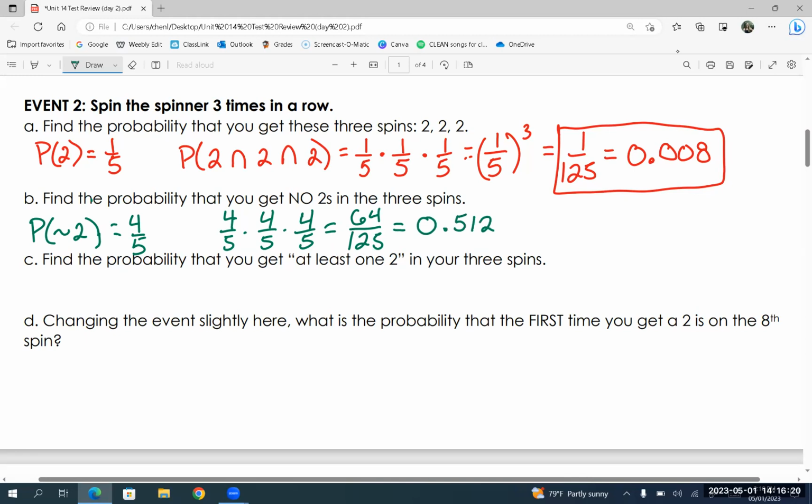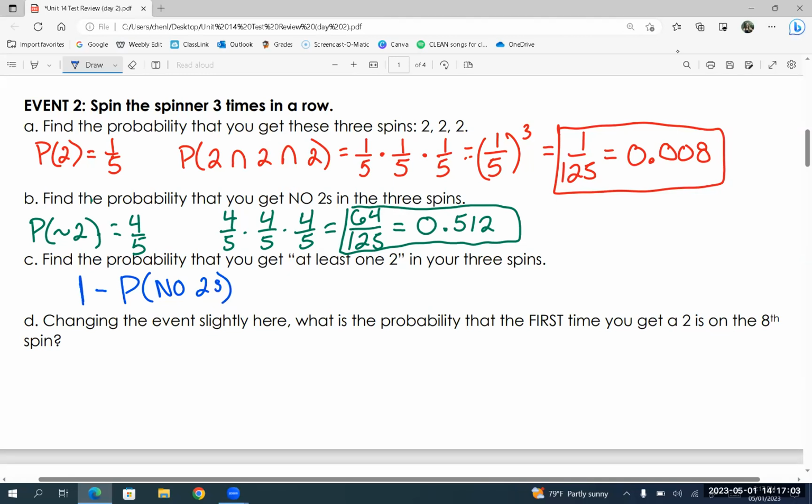I went to 3 decimal places here just because I went to 3 decimal places in the last problem. Okay, part C, find the probability that you get at least 1 2 in your 3 spins. So we get, let's see, at least 1. So that would be 1 minus the probability of not getting any 2s. Because that's a scenario of me getting no 2s. So if I figure out the complement of that, that would be 1 minus the probability that I get no 2s in all 3 spins.